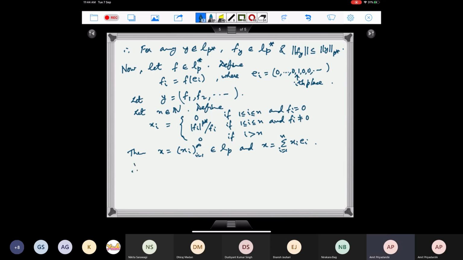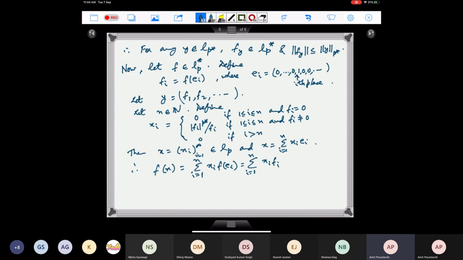So therefore, what is f of x? f of x is summation i equal to 1 to n xi times f of ei, which is equal to summation i equal to 1 to n. What is f of ei? f of ei is equal to fi. So this will be xi times fi.